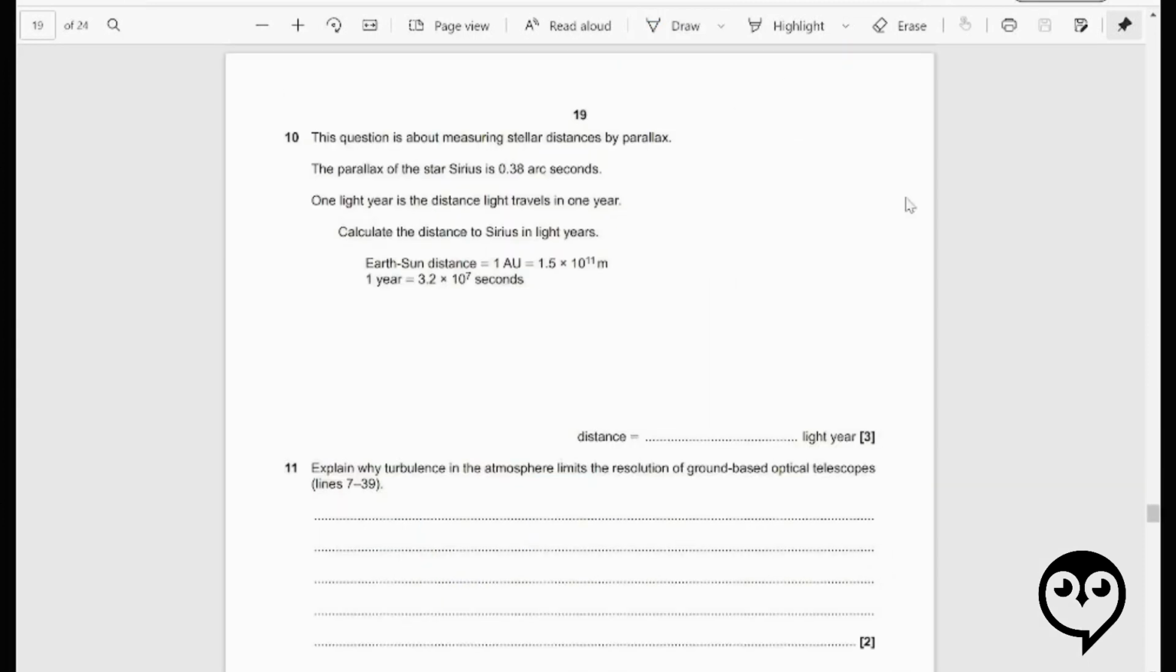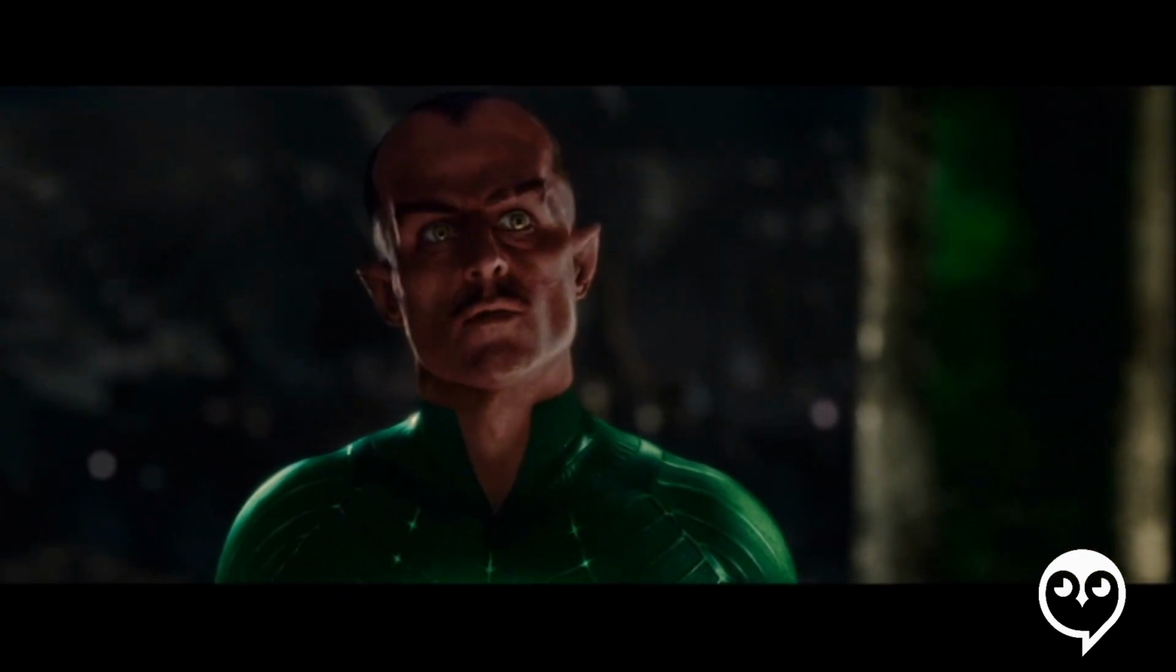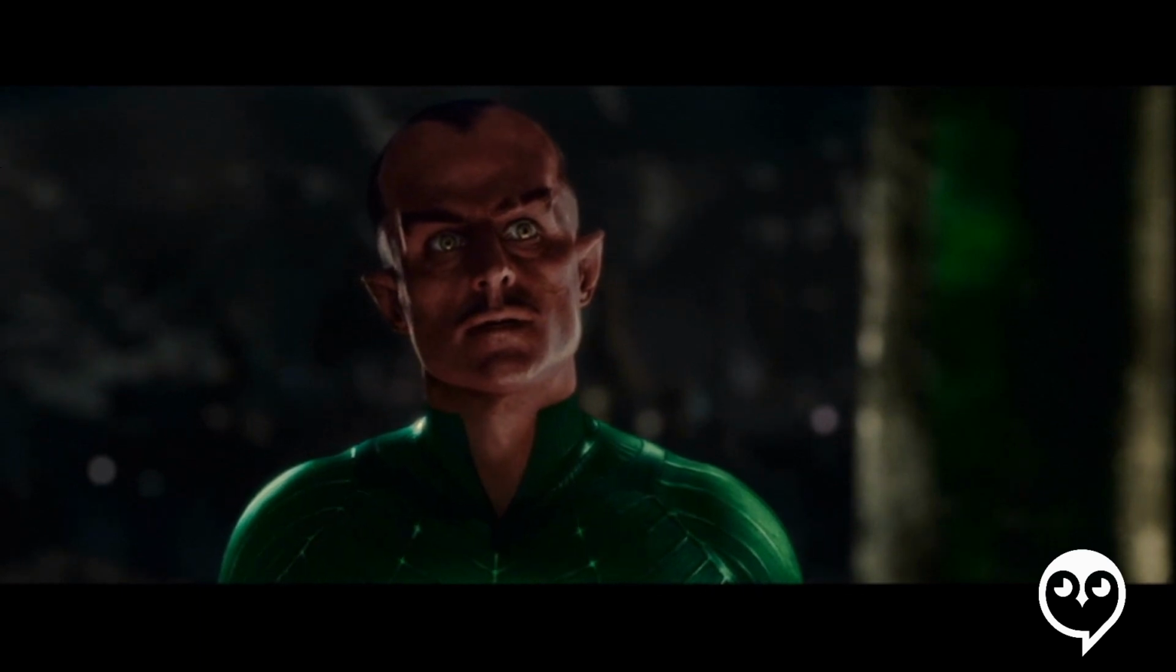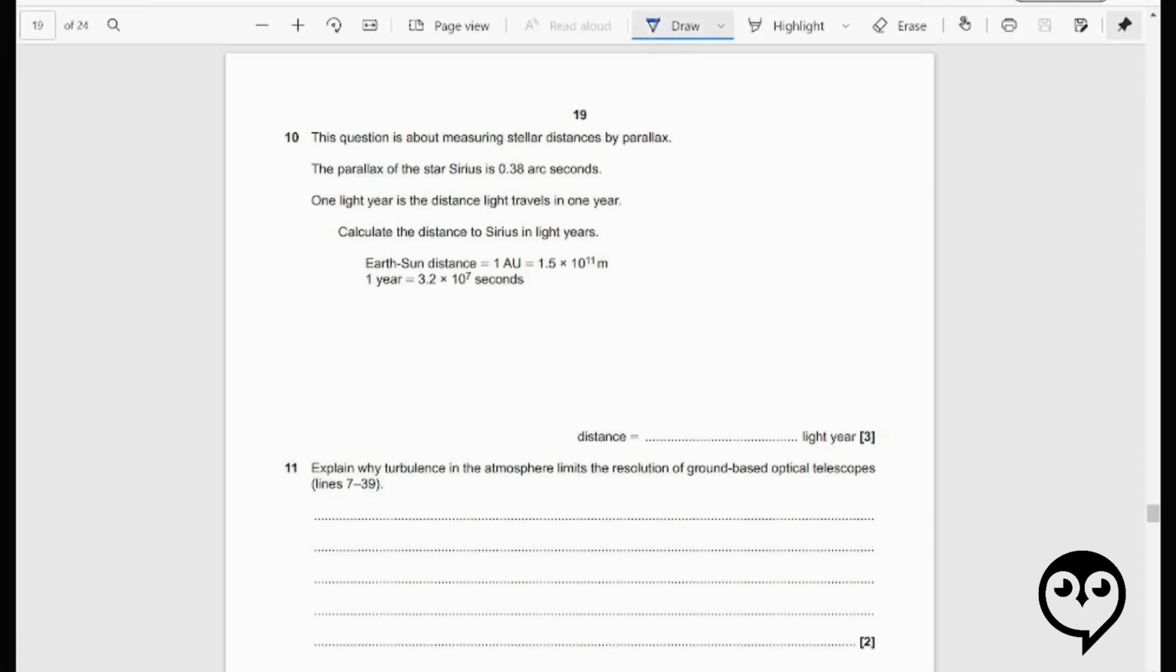Okay, and I've got an OCR Physics B paper here. This is the science literacy, or paper 2, and a question here about parallax. According to Abin Sur's last transmission, he seemed to know what it was. His only words were, "It's parallax." Okay, so they give us the parallax of Sirius in arc seconds. They tell us what a light year is. We're going to calculate the distance to Sirius in light years.